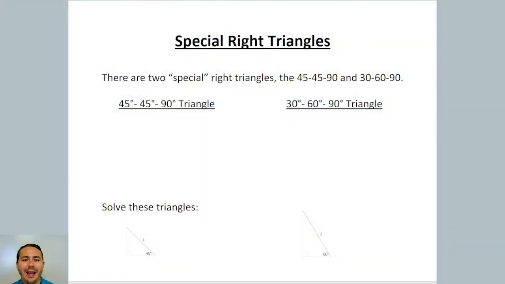Hey y'all, welcome back. So today we are going to unveil kind of the culmination of everything we've learned so far in this unit, and that is something called the unit circle. I hope you guys are going to like it.